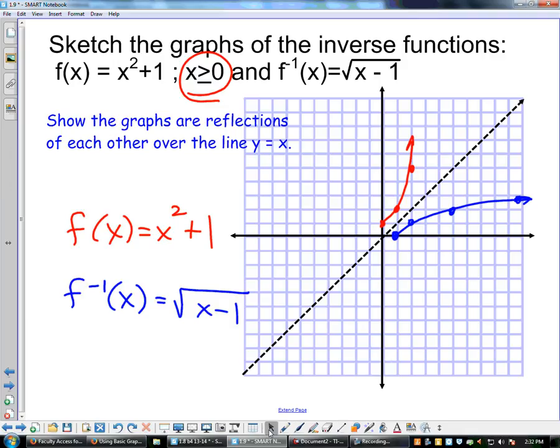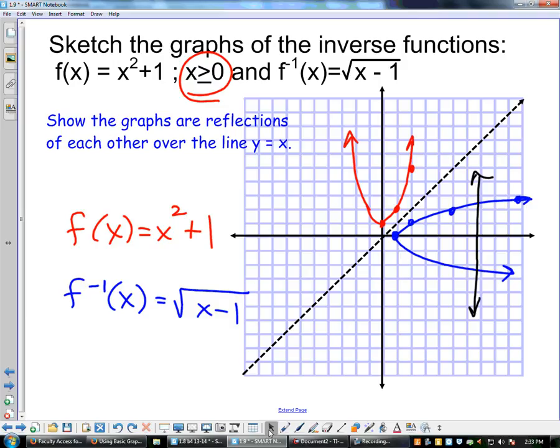Now, question for you. If we had kept the whole function here, instead of just taking x greater than or equal to 0, it would look something like this. If we were to reflect that function, what would we have over here? Wouldn't we have a full parabola over here? Yes. What's the problem with that? Is this going to be a function? No. Why not? It doesn't pass the vertical line test.